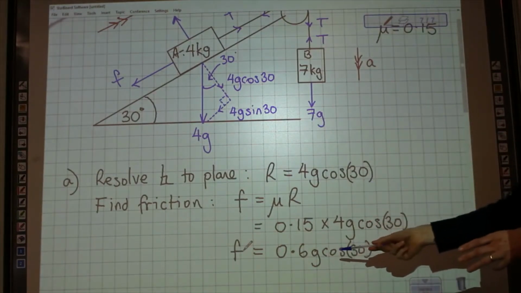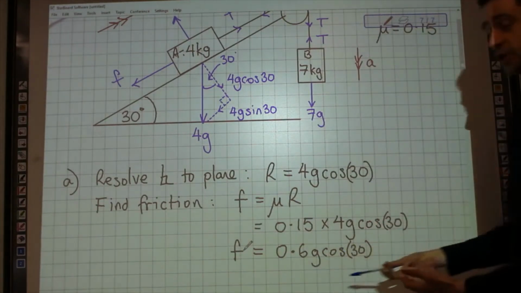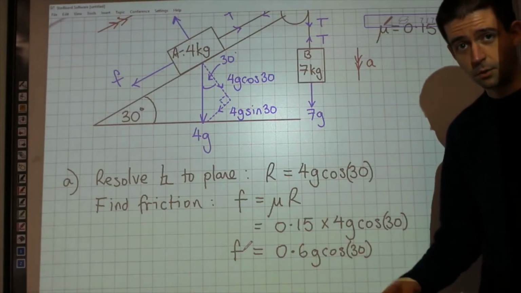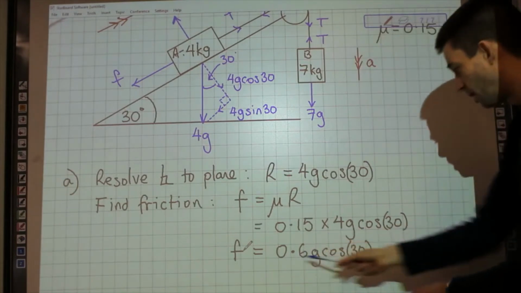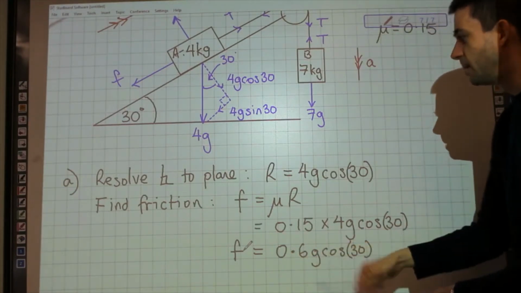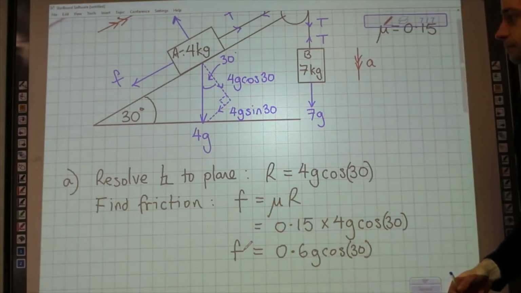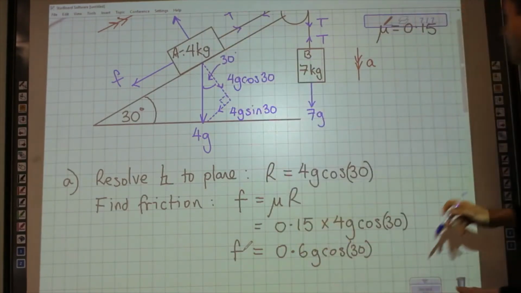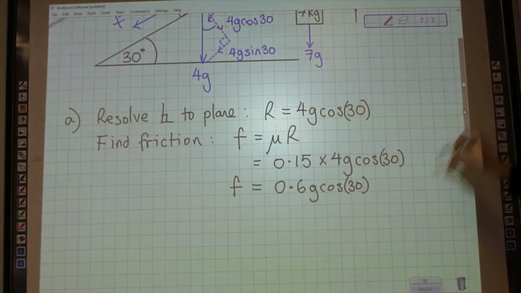I could get an exact value for that. Cos 30 is root 3 over 2, which obviously you all knew because you've learned your exact trig values like we're always telling you to, but at the moment that's more use to me for what I'm now going to do with it. So I've resolved perpendicular to the plane, I'm now going to resolve parallel to the plane.